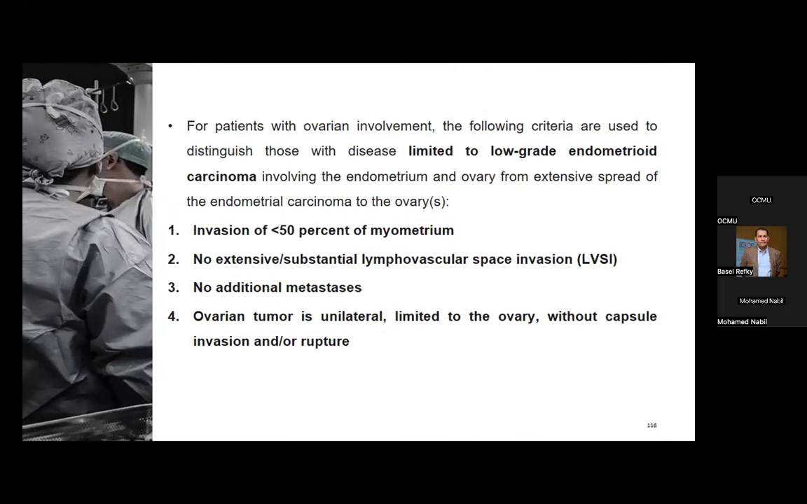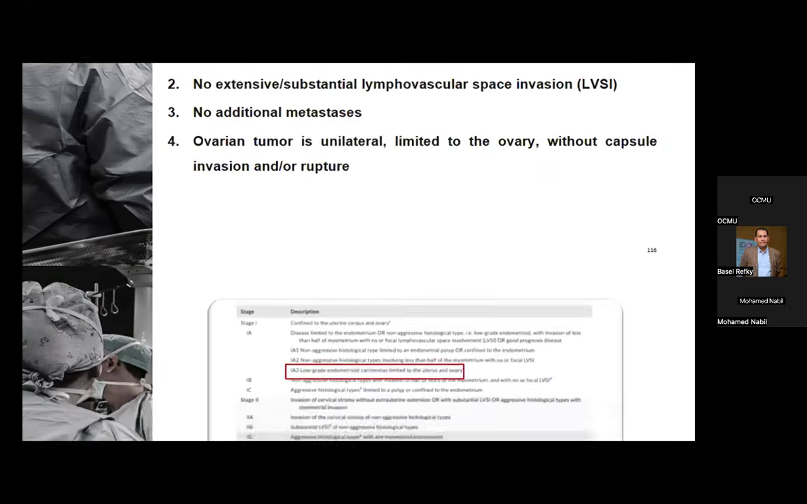So, for patients with ovarian involvement, the following criteria are used to distinguish those with limited, low-grade endometrioid carcinoma. This is important because it is implemented in the new FIGO staging, and it will change the adjuvant therapy in a number of patients. The patient has invasion of less than 50% of the myometrium, a low-grade endometrioid tumor, no extensive substantial lymphovascular space invasion, and no additional metastasis. Of course, the manipulator may have an impact on this.